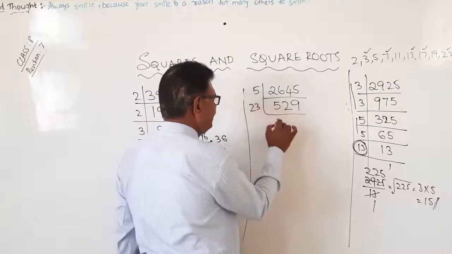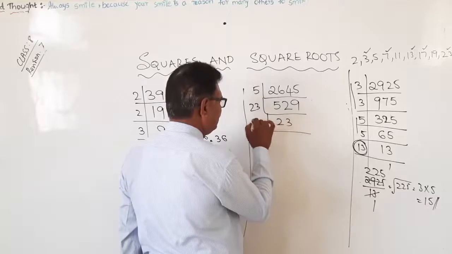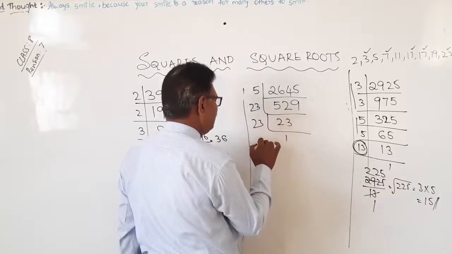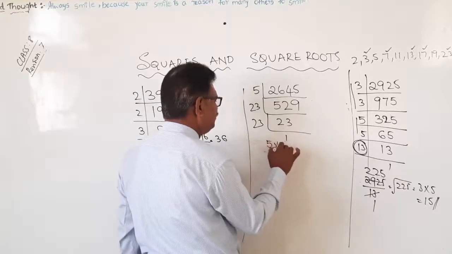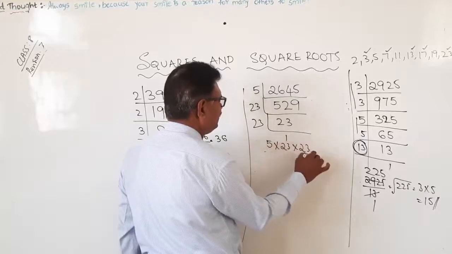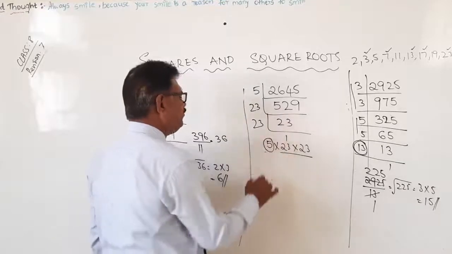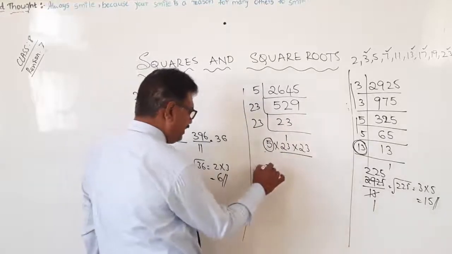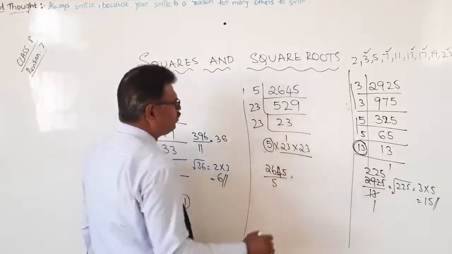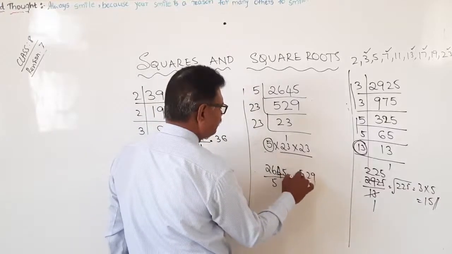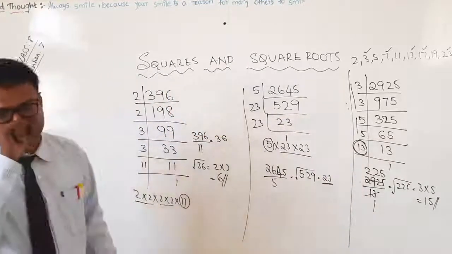Therefore 23 twos are 46, remaining 69. So 23 threes are 69. Again 23 ones. Therefore what are the factors? 5 into 23 into 23. This 23 has a pair, but this 5 doesn't have any pair. Therefore the given number 2645 should be divided by 5 to become 529. Square root of 529 is nothing but 23. Understood? Yes.